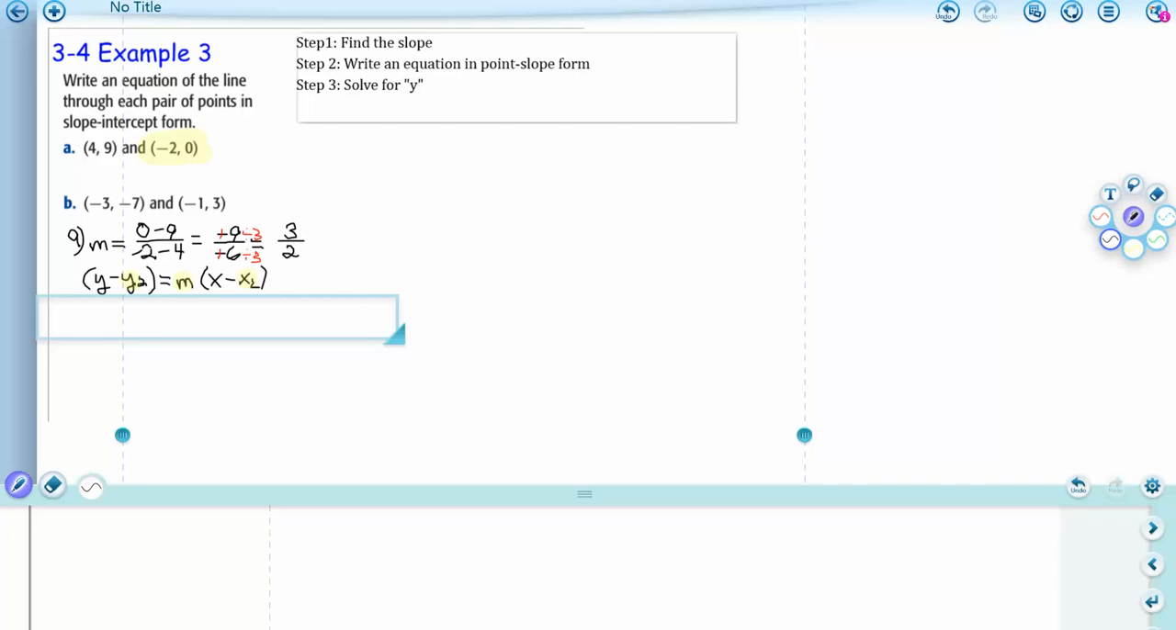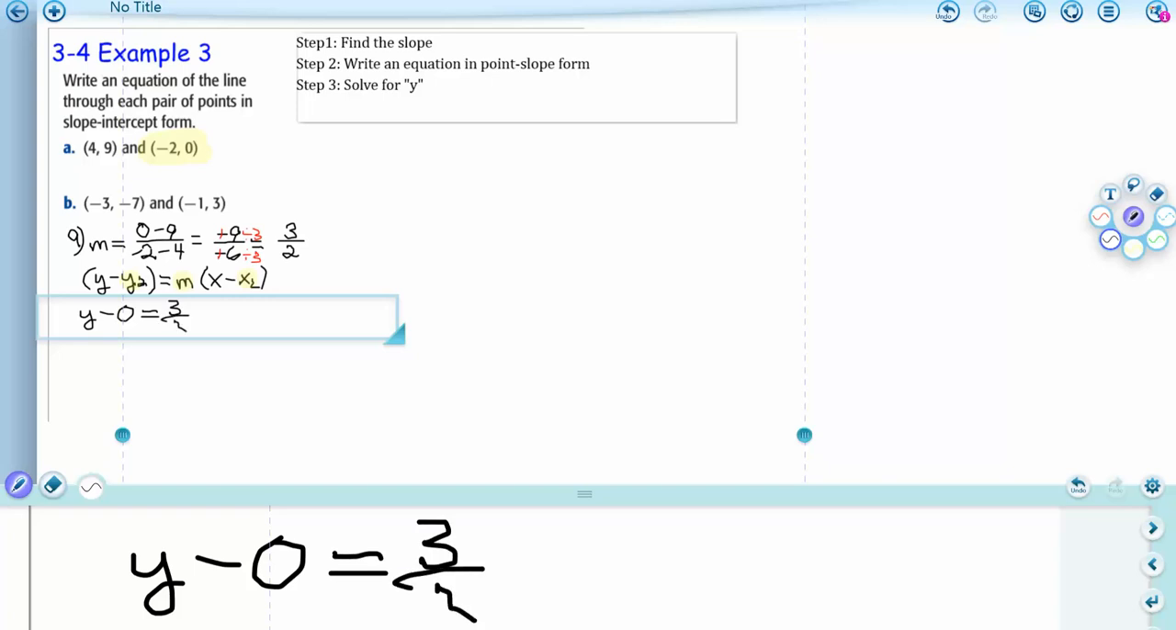So my equation in point slope form is y minus my y sub 2, which is 0. And you'll see why 0 makes this easier. My slope is 3 over 2. And then in parentheses, x minus negative 2.